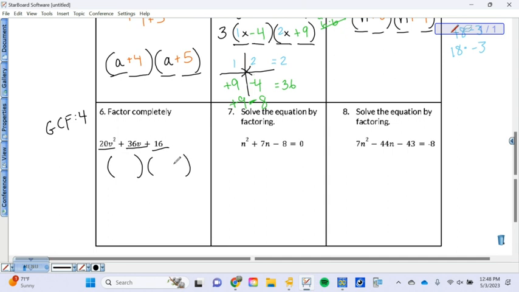On your test, I didn't give you any that have a greatest common factor first, so you don't have to worry about it too much. But yes, you should always kind of check for that. So if I factor out a 4, what am I left with? 4 times what gives me 20v squared? 5v squared. 4 times what gives me 36v? 9v. 4 times what gives me 16?